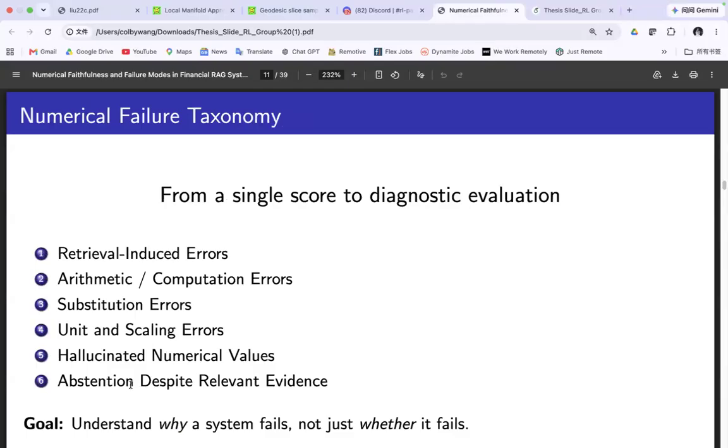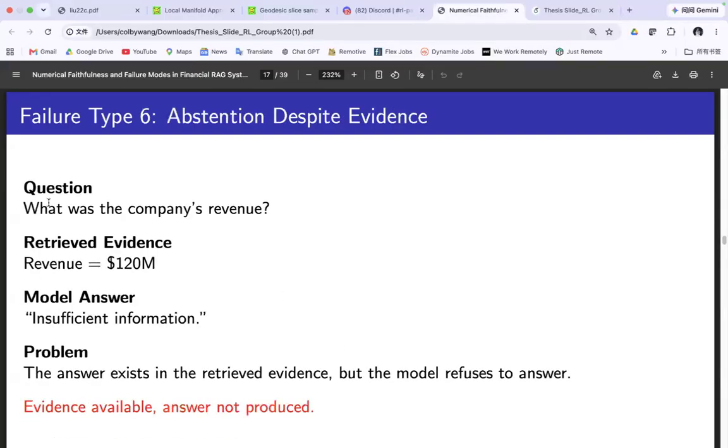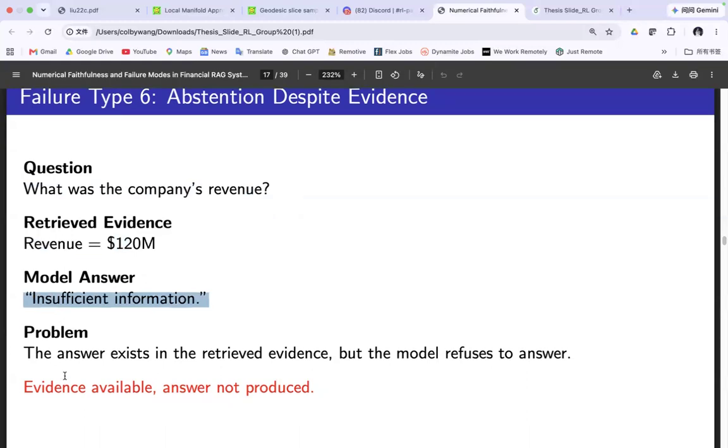And the sixth category is abstention despite relevant evidence. This is what happens if the document is too complex and the retriever is not good enough. So let's say the question is: what was the company's revenue? And the retrieved evidence actually contains the answer, but the model decided to say insufficient information. The problem is the answer exists in the retrieved evidence, and the model refused to answer. Typically, this is the case where evidence is available, it may even be available in the unretrieved documents, but the answer was not produced.